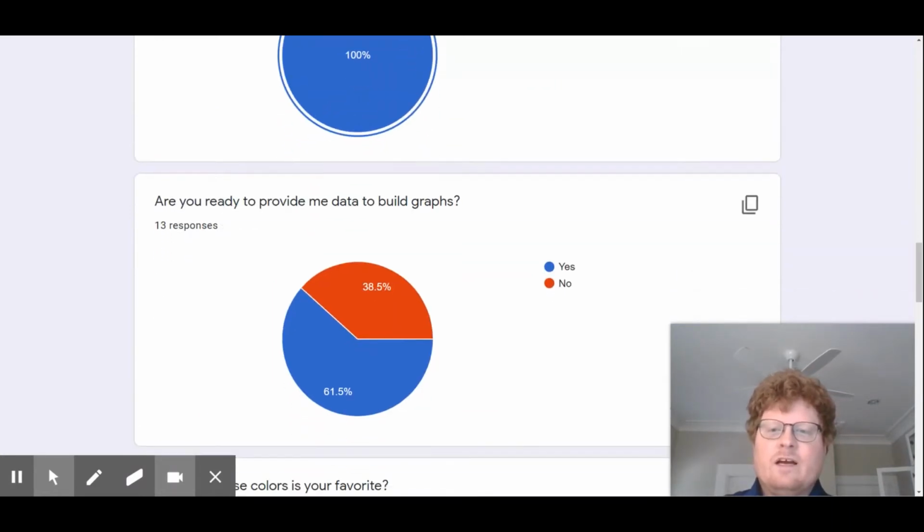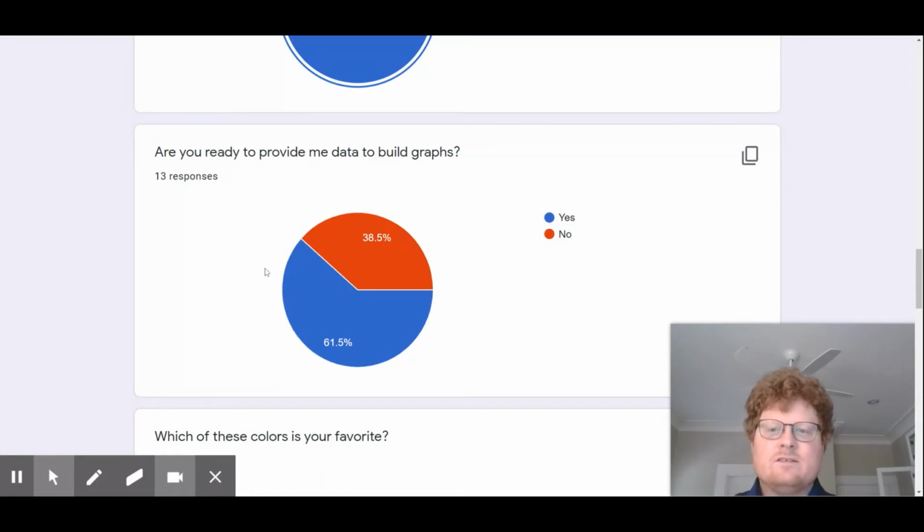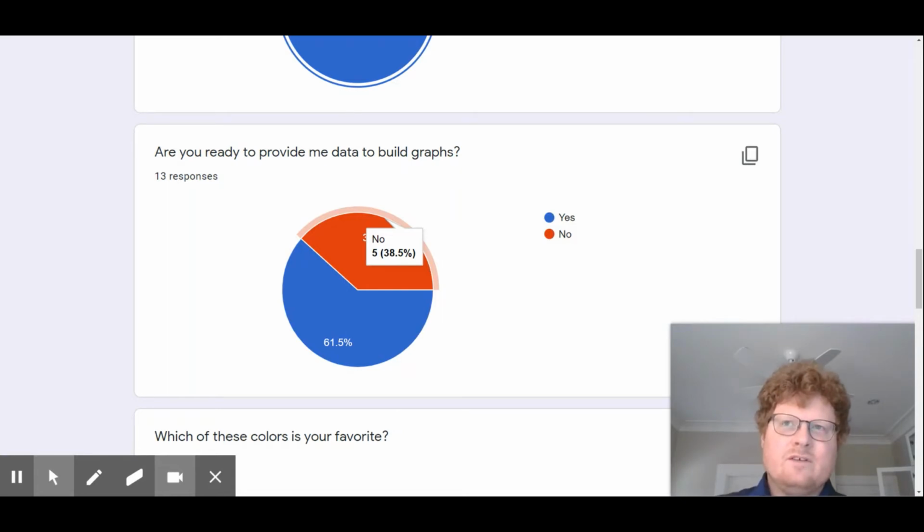Are you ready to provide me data to build graphs? Well, in this one I start to see the real benefit of a pie chart. You can divide a full 360 degree circle into as many little pieces as you want. Yes, there is a point where it's not feasible because you can't understand what's going on. So are you ready to provide me data to build graphs?